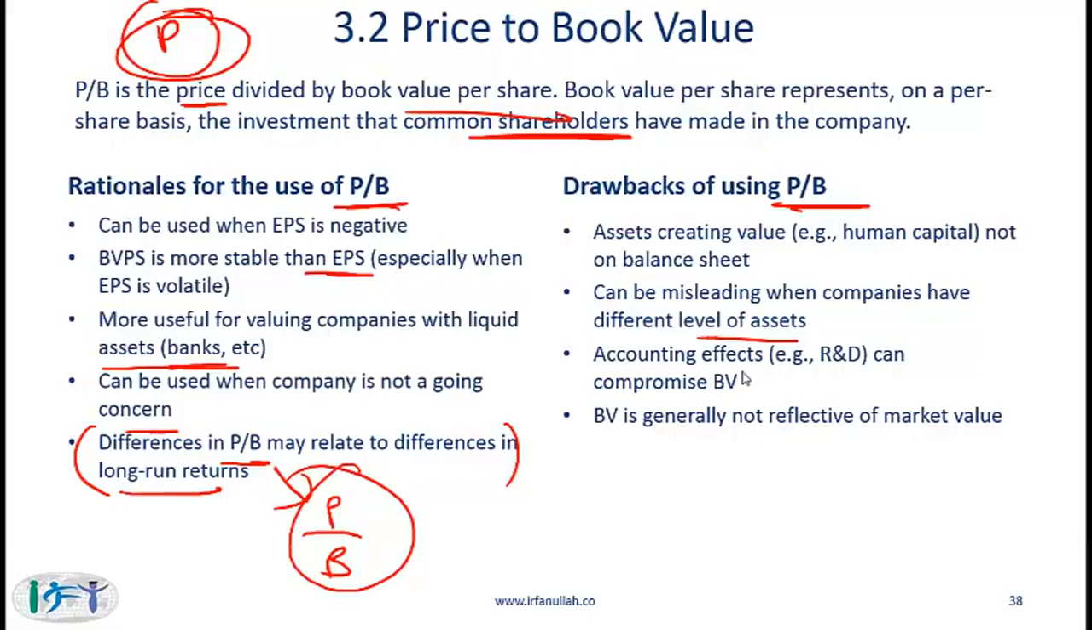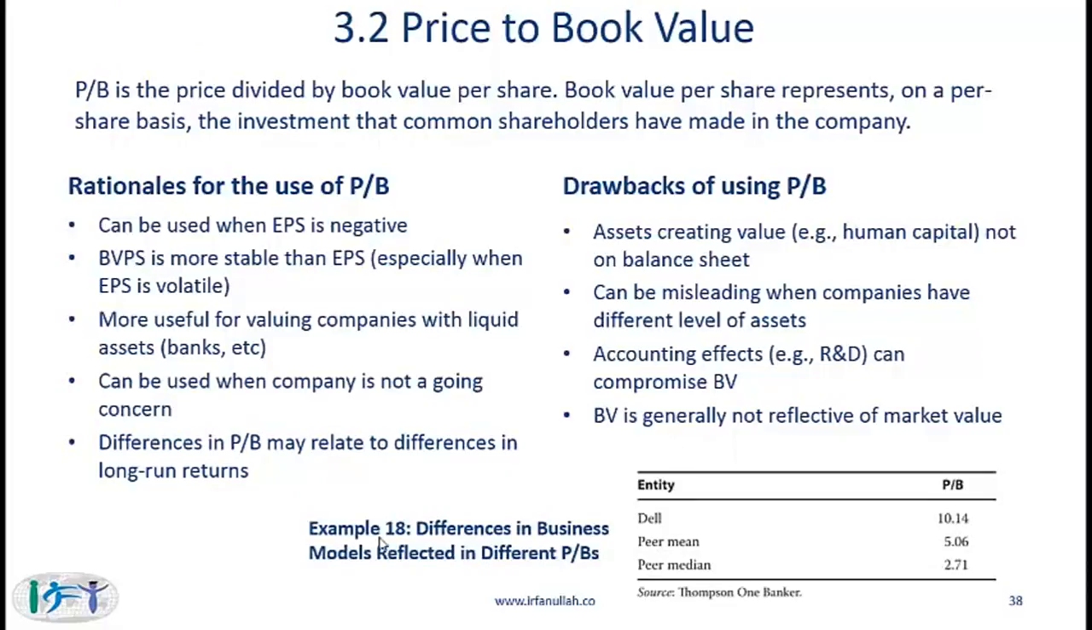Accounting effects, example R&D, can compromise book value. You've seen this in FRA. You might have different companies that have a different approach towards capitalizing versus expensing. So similar companies, but if the approach towards capitalizing and expensing is different, does that impact book value? It does. BV is generally not reflective of market value. So if the book value and market value are completely different, then that also compromises this method.